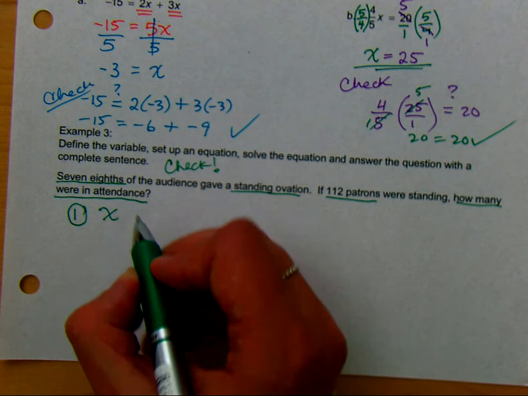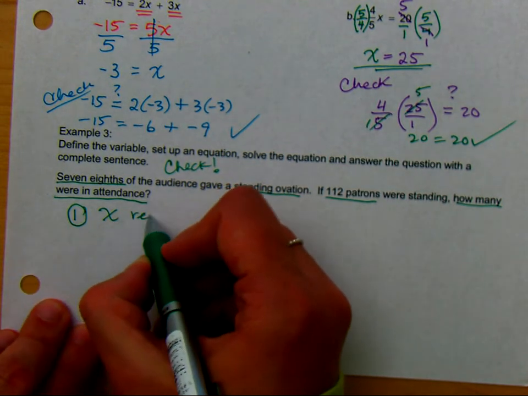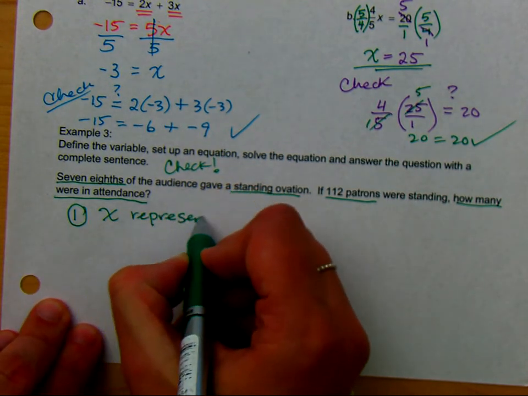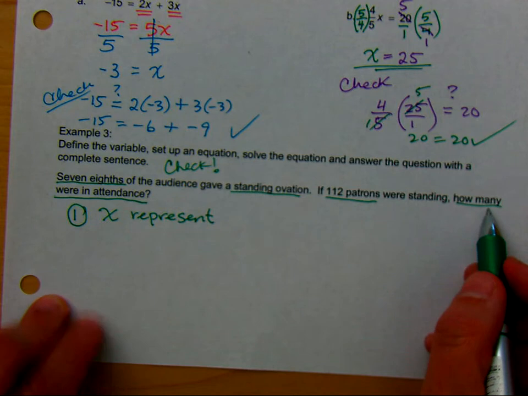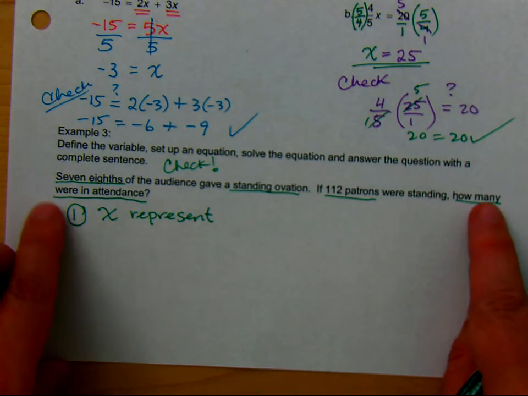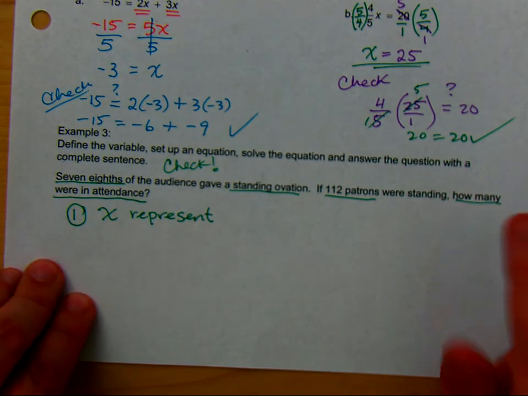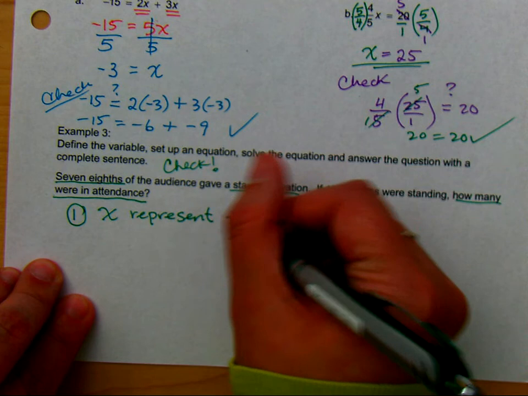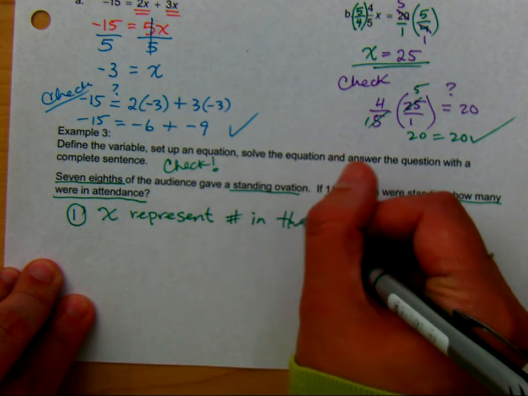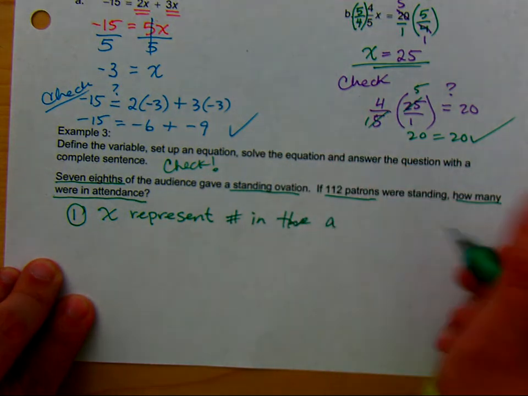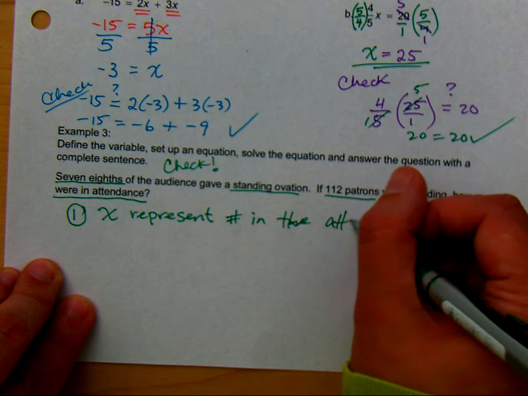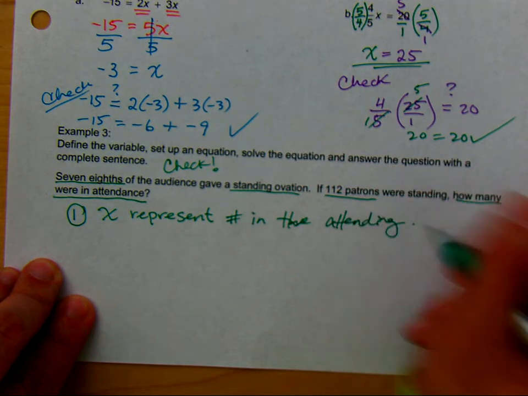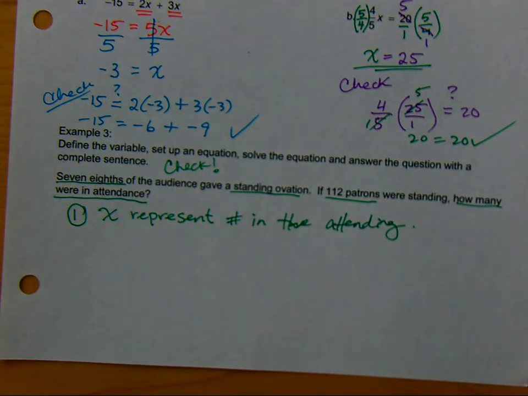What does X represent? It actually is going to answer this question. What's the question asking us? Yes, number in the audience. Or attending, let's just do that, attending. The reason why is we already actually know how many people are standing, so that wouldn't really be a very interesting unknown, right? But it's saying 7/8, so most of the audience.